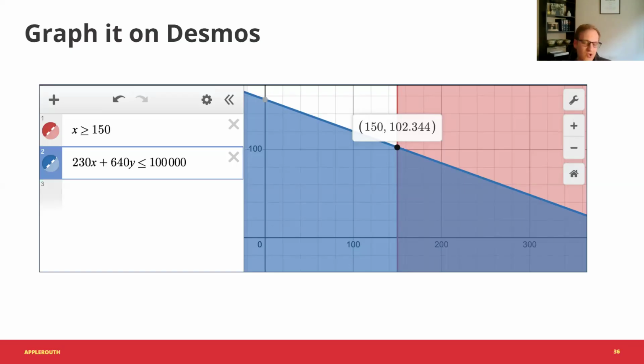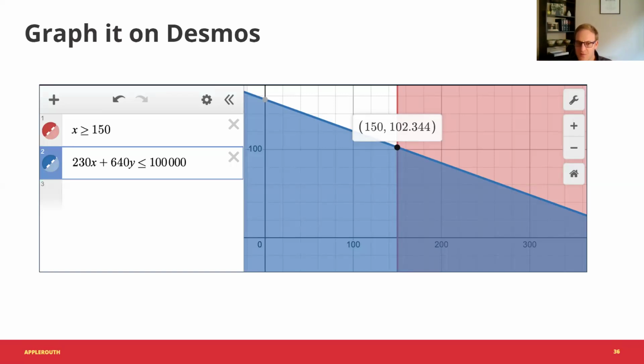And this is where it's a little bit tricky. To satisfy this inequality, we need to be in the double shaded region. So not the blue, not the red, but the purplish part on the bottom right. Meaning that if the y coordinate of the intersection there is 102.344, I can't go above that. The answer here will be 102, because that is the highest we can go for y without getting out of the double shaded region.